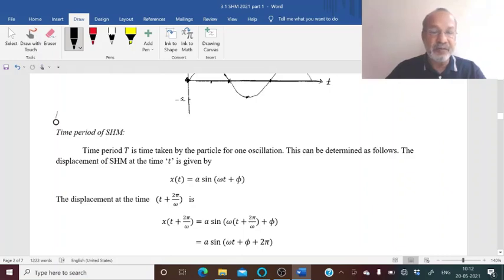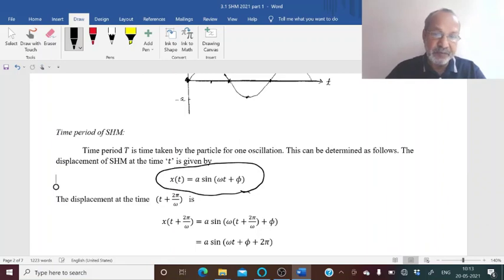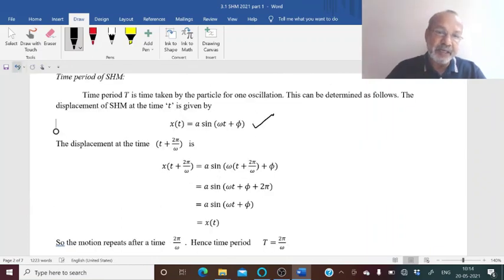So let us derive the formula for time period of SHM. After solving the second order differential equation, we have obtained the displacement of SHM as x is equal to a sin(omega t plus phi), and we know that a sine function repeats itself after an angle 2 pi. Actually, all trigonometric functions repeat if you increase the angle by 360 degrees or 2 pi radians. So this is the displacement at the time t.